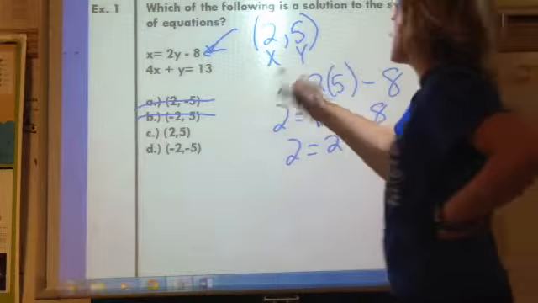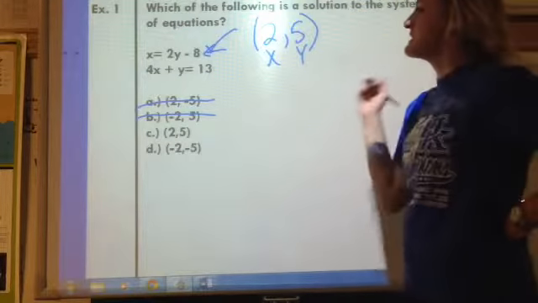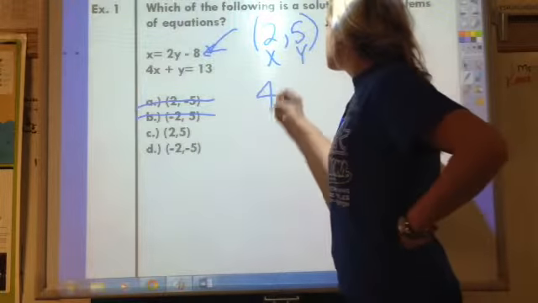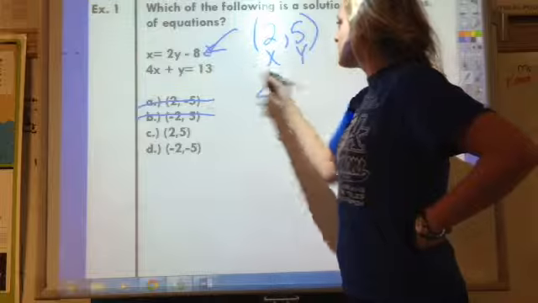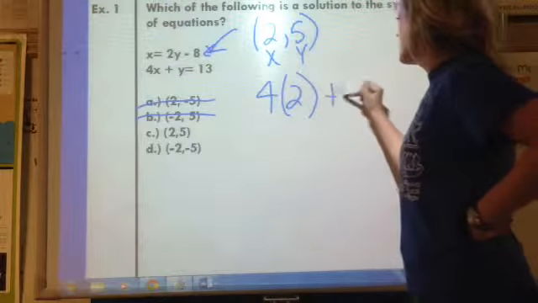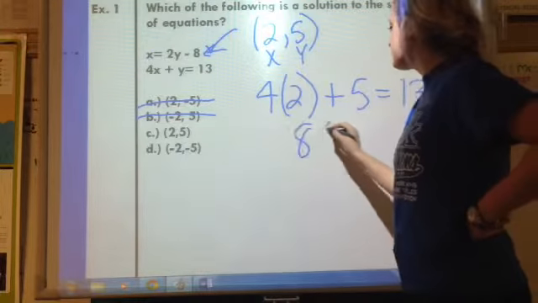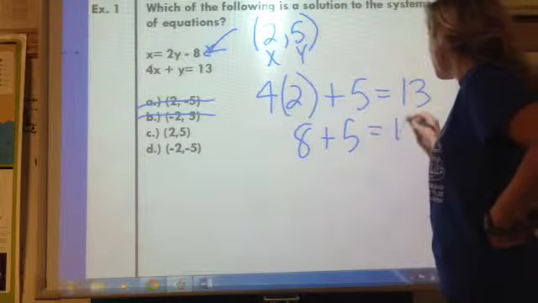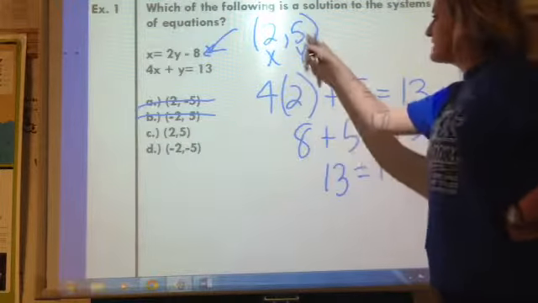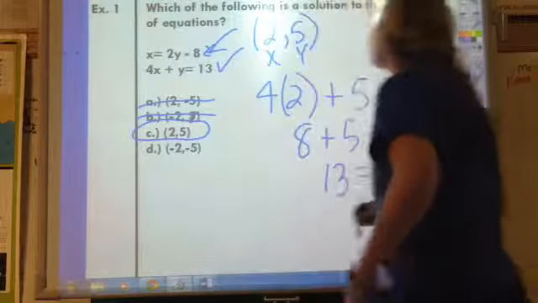I need to plug it into the second equation to make sure it's true. Make sure you make the effort to plug it into the second equation or it may not work. Alright, so again, I'm just going to plug in x and y into my second equation. So I have 4 times 2 plus 5 equals 13. 4 times 2 is 8. Bring down my 5. 8 plus 5 is indeed 13. So since this solution works for both of my equations, C is going to be my answer.